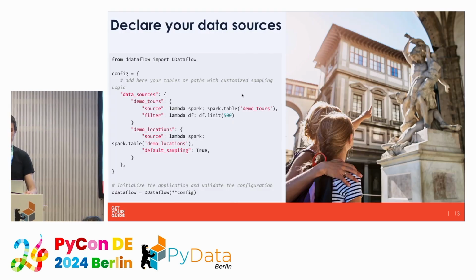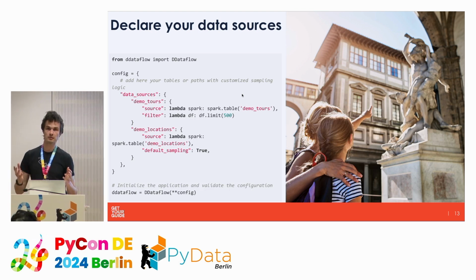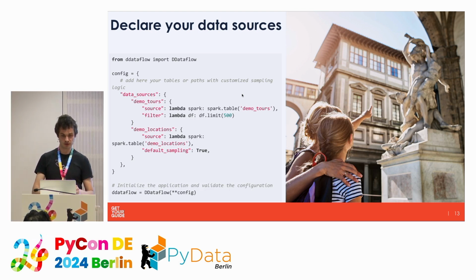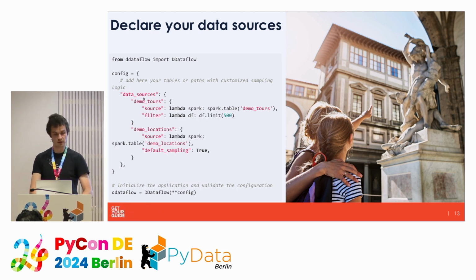When you have DDataflow, you first need to declare your data sources. You have your tables, and then you define how you want to read them, and also specify the filter that you want to use when you sample. You set all of that, then you initialize your classes, and you're done. And you can basically just use them.